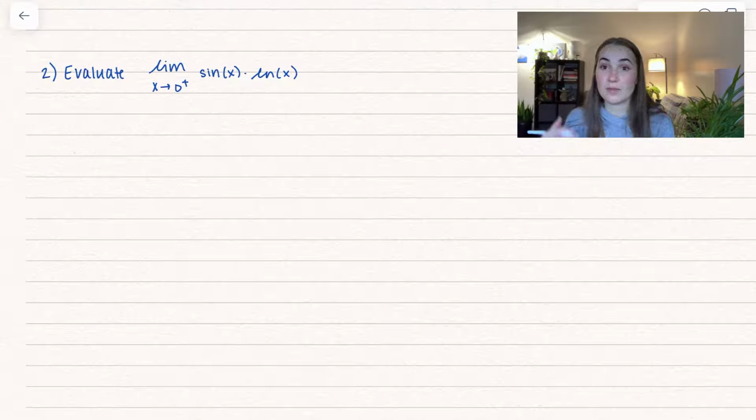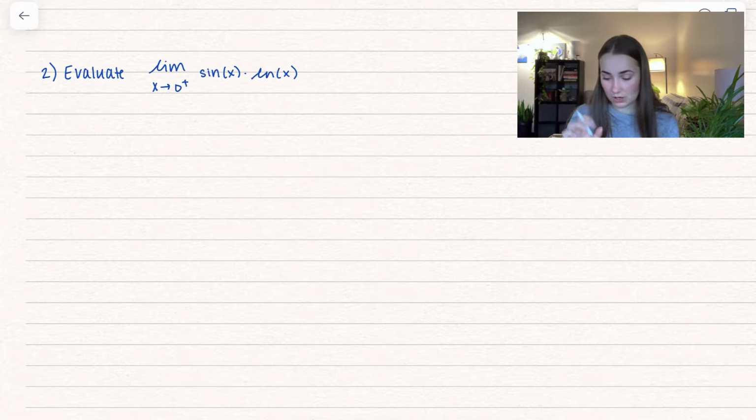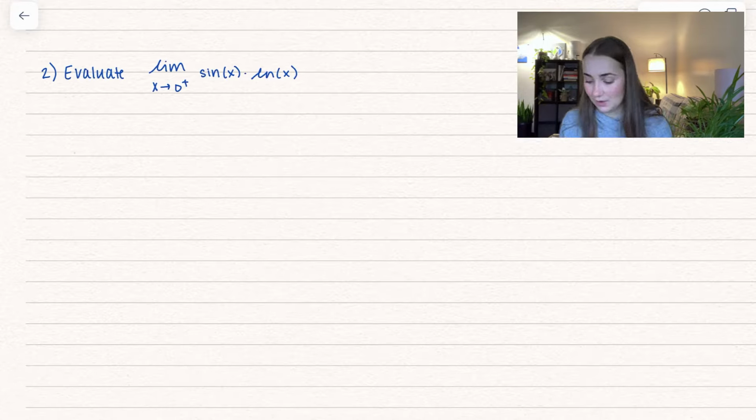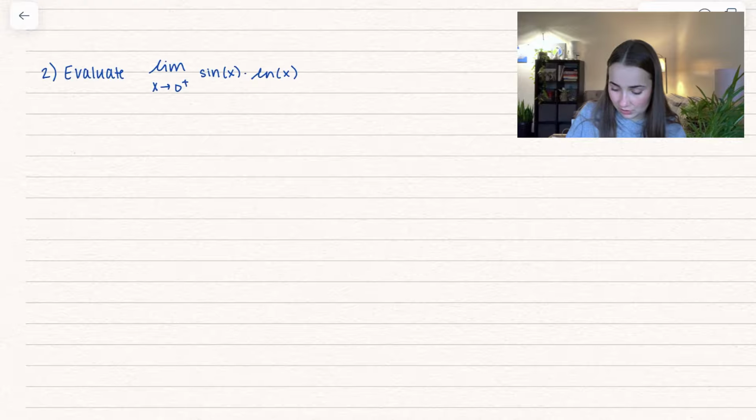Notice here we don't have a quotient. So remember, like I said, in order to use L'Hopital's, it has to be a quotient or a fraction. So that means we actually need to rewrite this, and we're going to rewrite it in a special way. We're going to use our trig property.